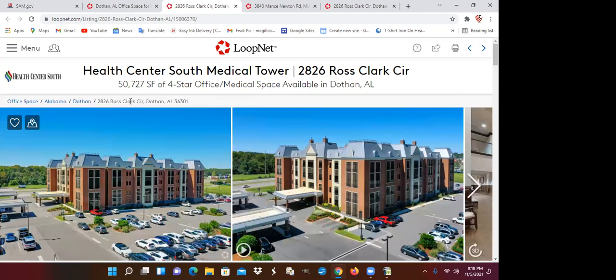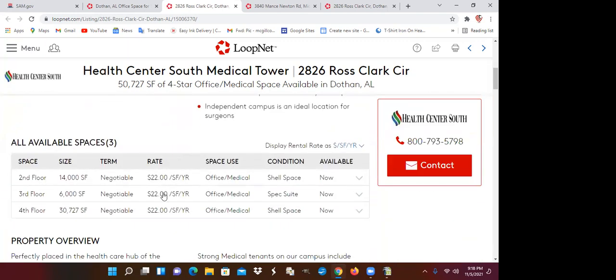Let me see what they see. They charging $22 a square foot. See, now they charging 22, but then the government say they got an offer for 49. Look at the difference between the amount of money that you getting per square foot. All that money yours.